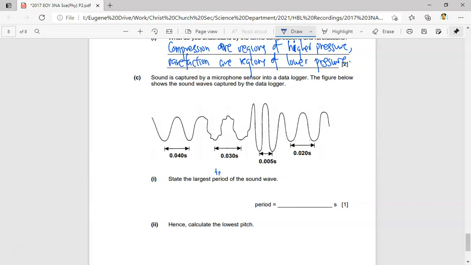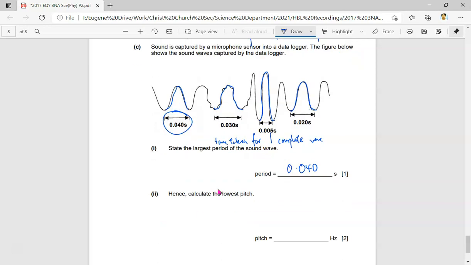What is period? It's the time taken for one complete wave. Can you see this is one complete wave? This is also one complete wave, and this, and this is another one. So the question is, which one gives you the largest period, which means the highest time taken for one complete wave? The answer is this one, 0.040 seconds.